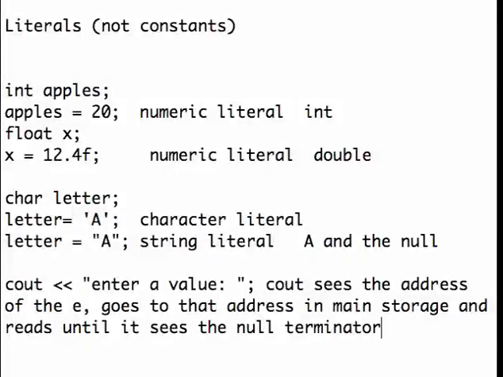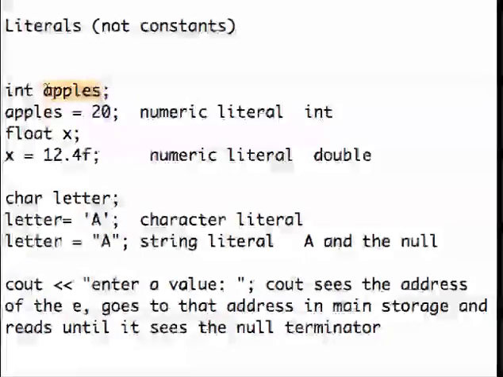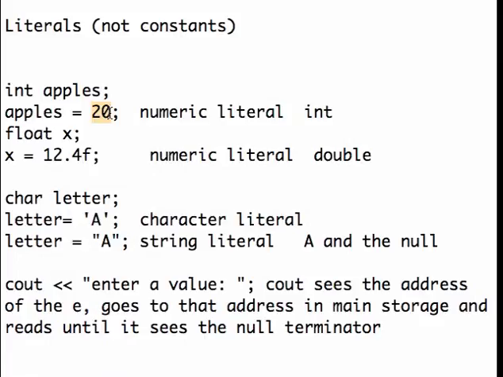Take just a second and talk to you about literals. Sometimes in the textbook, authors refer to these things as constants, but I'm going to use the term literals. Let's take a look up here. int apples. We all know that apples is a variable of type int. Apples is assigned 20. The 20 is a numeric literal. It's also a whole number. And by default, a whole number numeric literal is always stored inside the computer as an int.